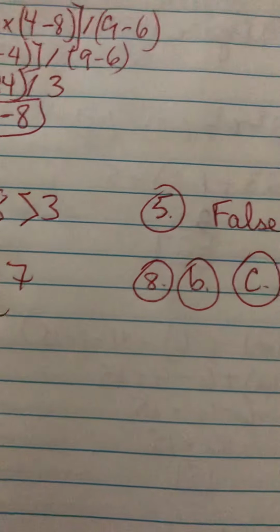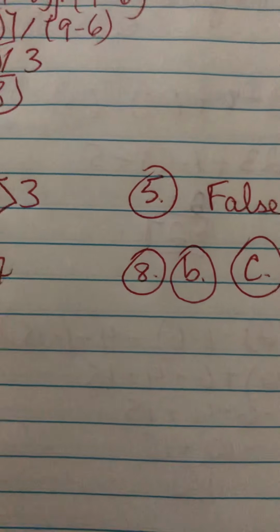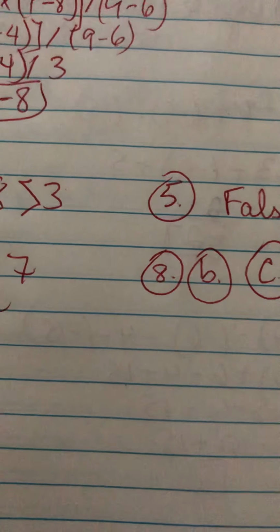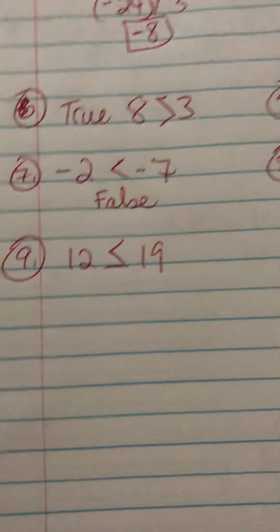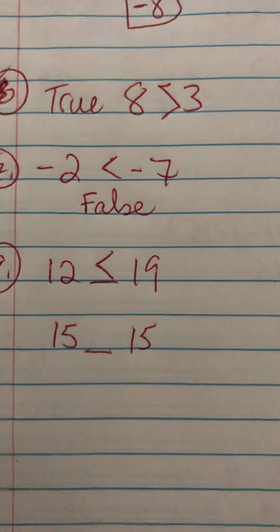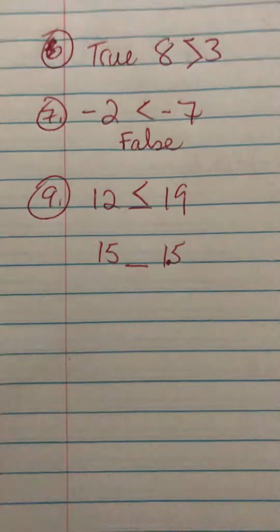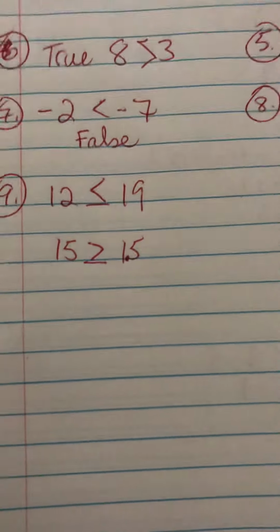Okay. So we have to use the symbols here to determine which ones go with what. It looks like the first one is going to be 12 blank 19. So number 9, 12 blank 19. That should be that symbol, right? So 12 is less than 19. And then 15 blank 1.5. I'm sorry, that's not 15, that's 1.5. So 15 is greater than 1 5/10.